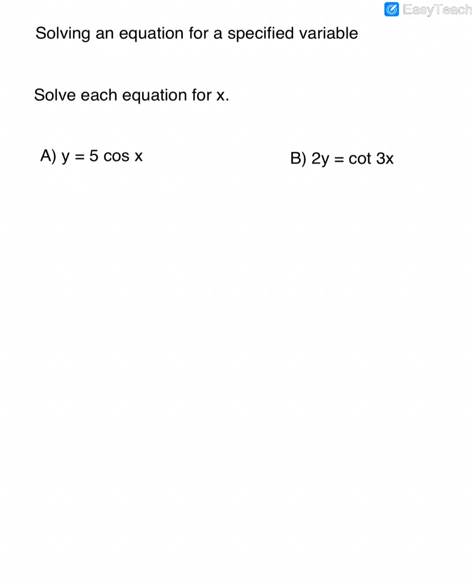So in this first equation, y is equal to 5 times the cosine of x. In order to isolate the variable, or to get x by itself, the first thing we need to do is divide both sides of the equation by 5. That gives me y over 5 is equal to cosine of x. Remember, to undo a trig function, we can take its inverse. So we're going to take the inverse cosine of both sides of the equation.